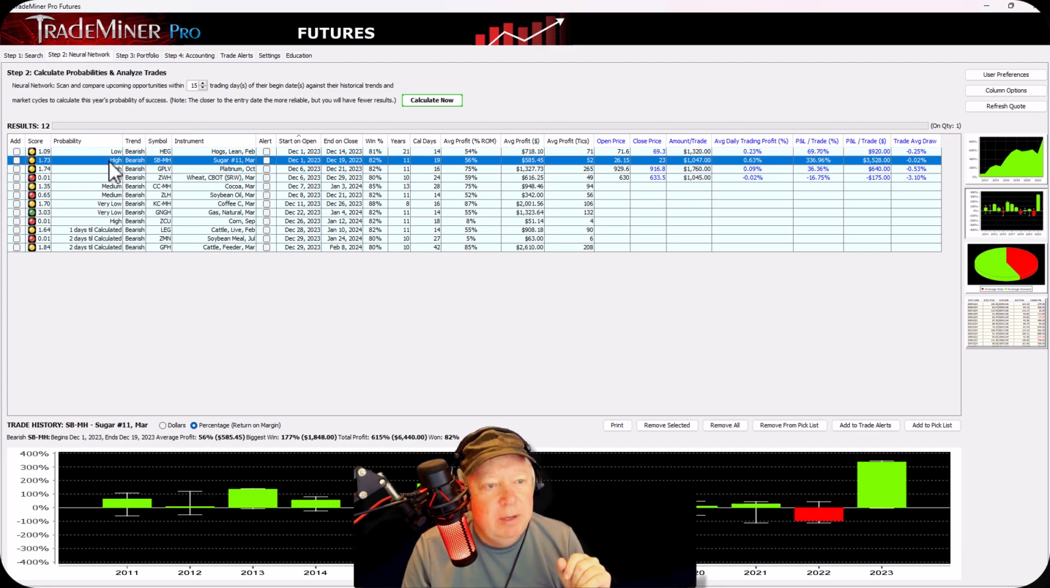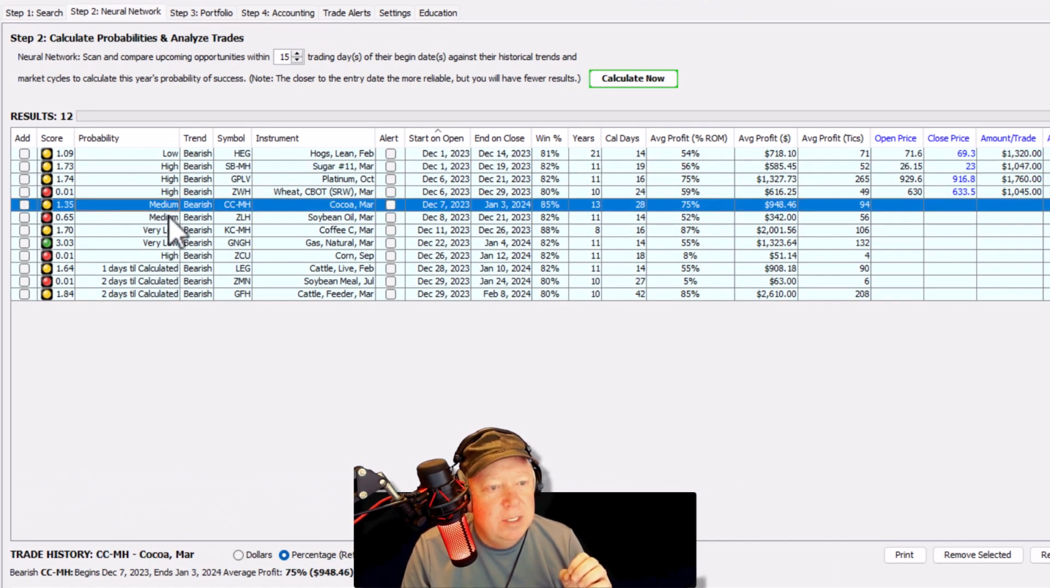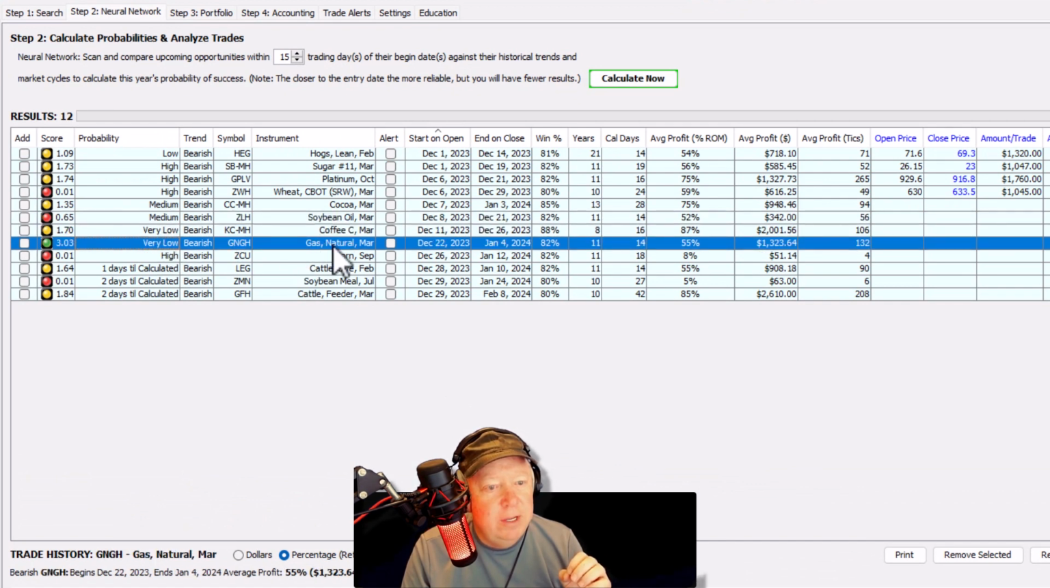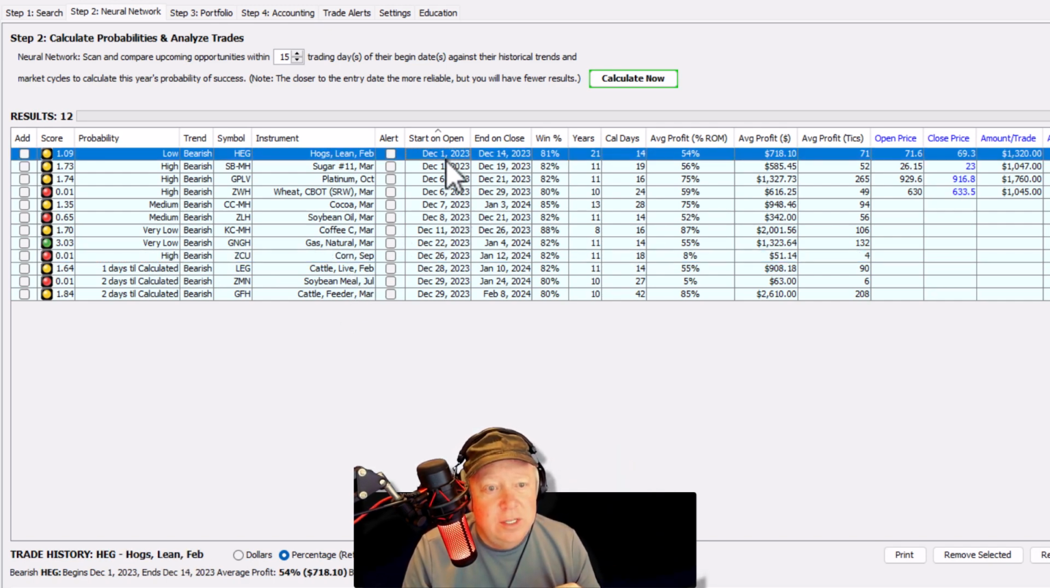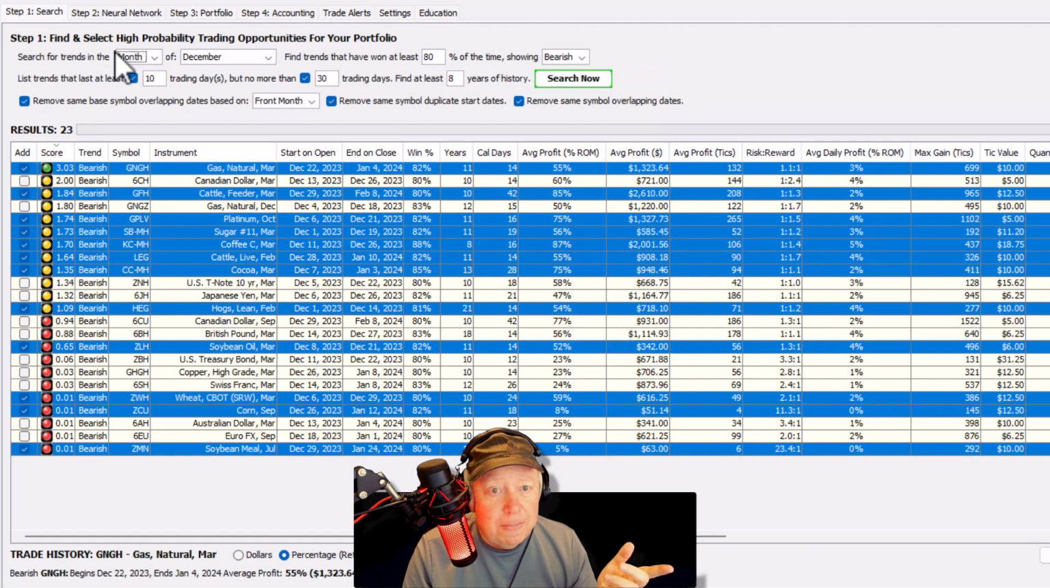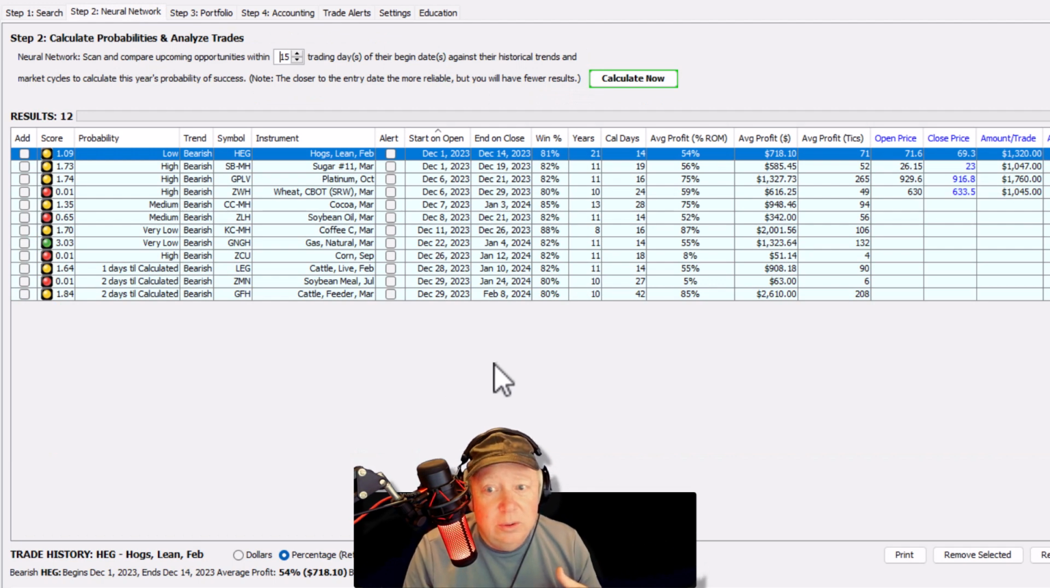You can see that we got a couple of them in here that are high. That's sugar. We got a couple of mediums in here. We got a couple of very lows, coffee, gas. Another high is corn. So this is to the short side. Now, some of these have already started. See, this has started on December 1st to December 14th. Now, remember, again, this is bearish. So this is to the short side. So don't be taking these puppies long. These are bad ones for long positions.